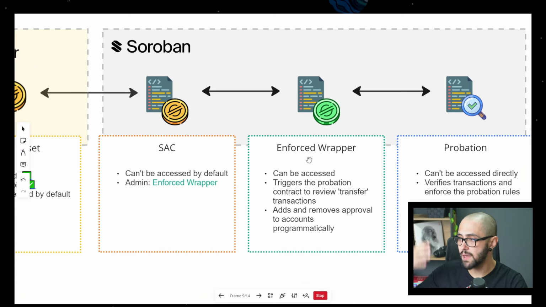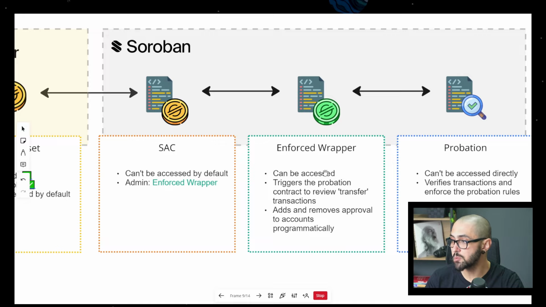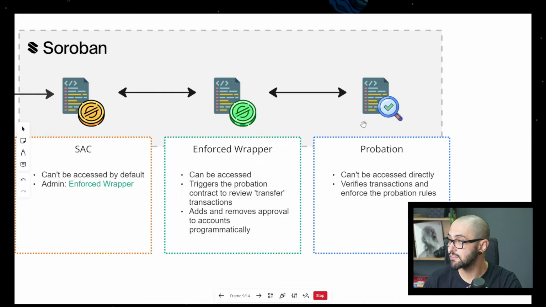It's going to be the main entry point for the asset, the only way for accounts to interact with this asset whenever it's active. It's going to trigger the probation contract to review the transfers. In this case, we're only using transfer functions, but in your use case, you could do whichever functions you want to expose from the asset. We are going to review these transactions through the probation contract, and if they're okay, they're going to go through. Then the wrapper will add and remove the approval to the accounts programmatically to make sure that these transactions can be executed. And on the right, we have the last contract, the probation, which is the asset controller contract.